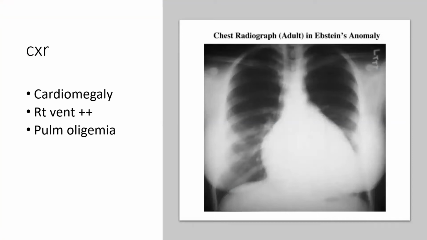What you find on the X-ray is there's a cardiomegaly, because again, most of the blood is coming to the right side, also going to the left side. Right ventricular hypertrophy is known. Pulmonary oligemia, because again, most of the blood is going back. So there is a pulmonary oligemia. So that is what you will find here. There's pulmonary oligemia, right ventricular hypertrophy, and a cardiomegaly.